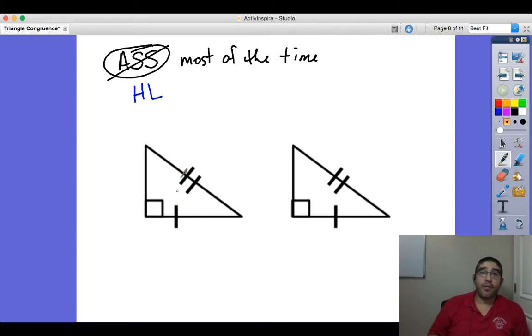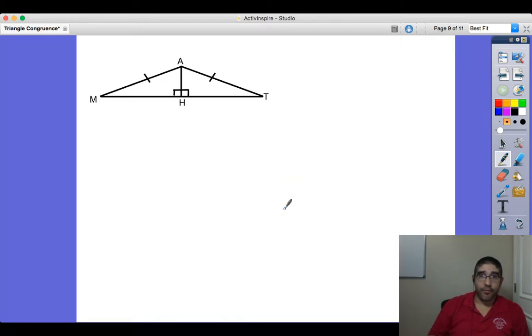So hypotenuse leg, here's why it works. You know that there is something called the Pythagorean theorem. And so if this side is congruent to that side, this side is congruent to that side, do the Pythagorean theorem, automatically this third side will be congruent to that third side. Boom, side, side, side. Again, these are all ways to get back to side, side, side. Okay? So hypotenuse leg. And here's what it would look like in a proof.